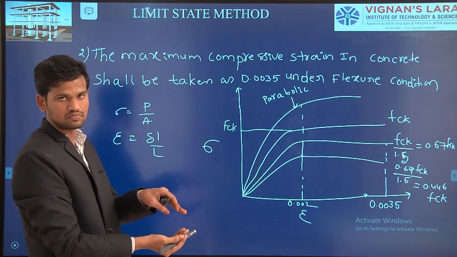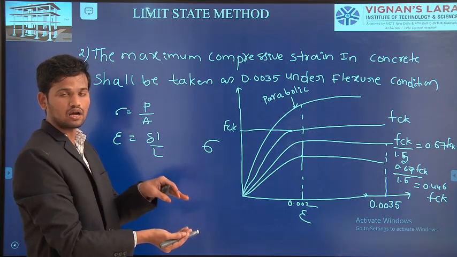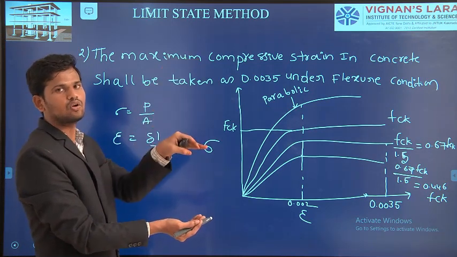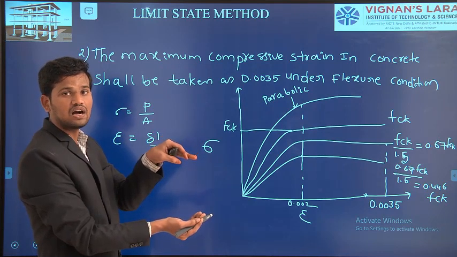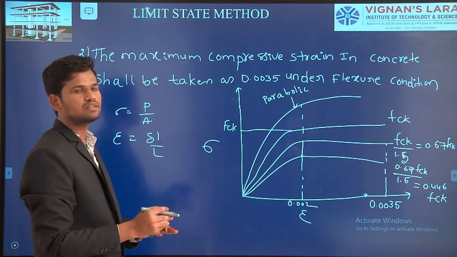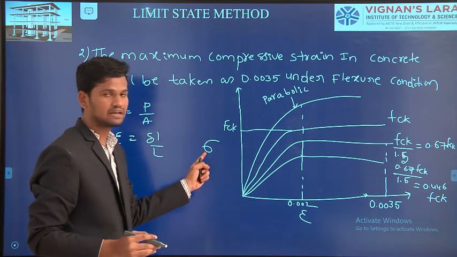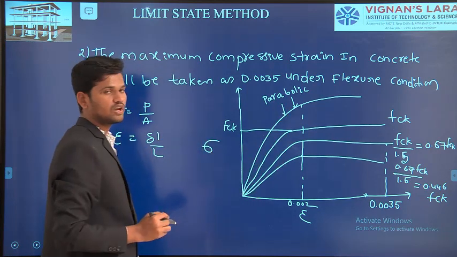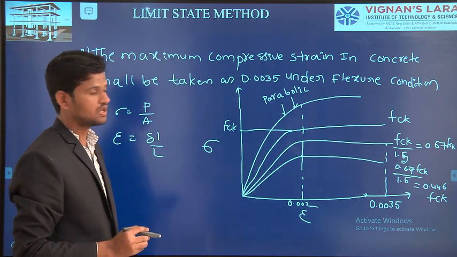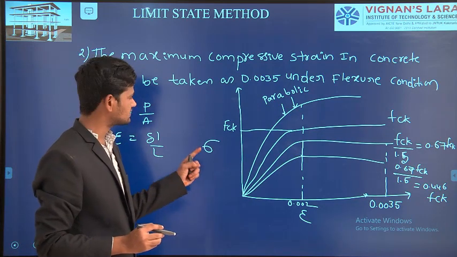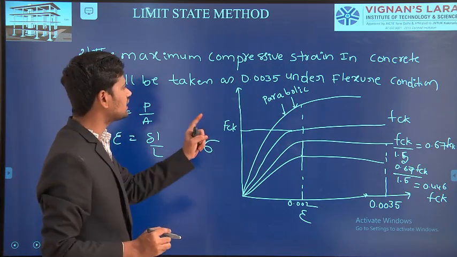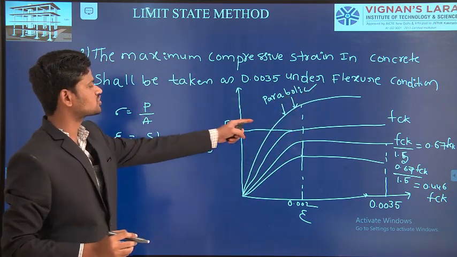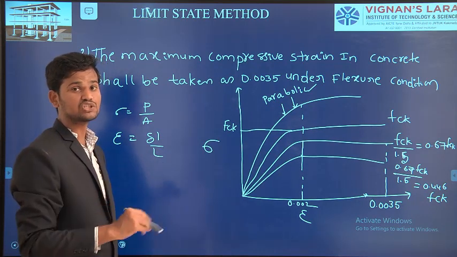I am taking some concrete and preparing a concrete cube, a concrete block, and I am testing it in a compression testing machine, and I am applying the load. Due to this application of the load, concrete will get strain. I am drawing the graph for both stress and strain. If you observe here, the first curve is the actual curve, and it is in a parabolic shape. That means if you draw the stress and strain for concrete, the actual curve of the concrete will be in this parabolic shape.